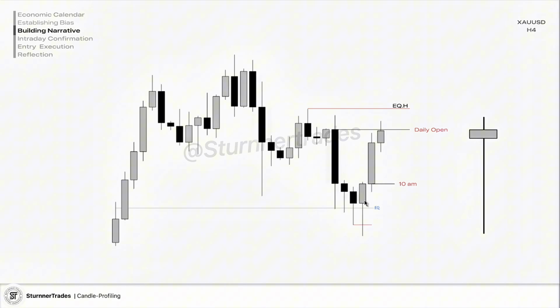Once I had that, I started anticipating a C3 expansion in the next cycle, which is the 10 a.m. New York candle.